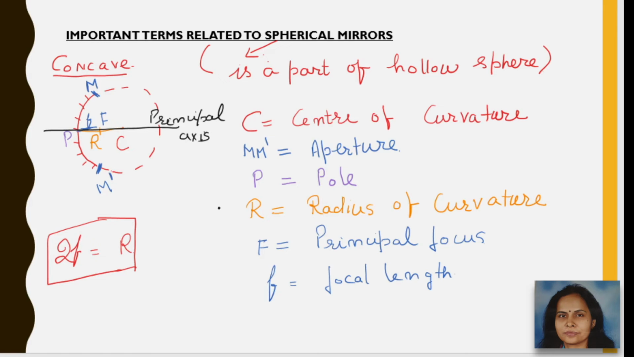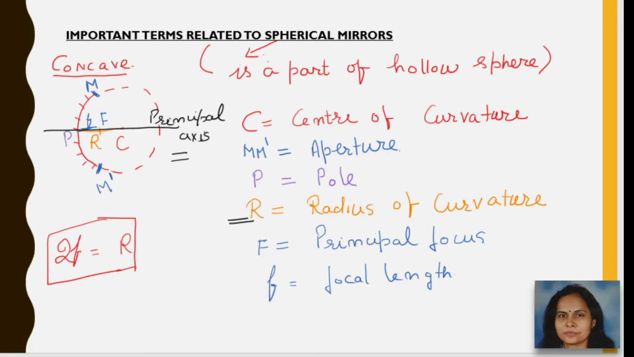So what is the difference between radius of curvature and principal axis? Radius of curvature has a fixed length. It's the distance between the pole and the center of curvature. But the principal axis does not have any fixed length. It's an imaginary line joining the pole and the center of curvature.